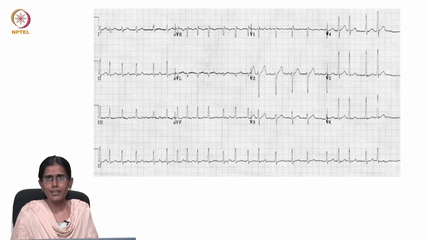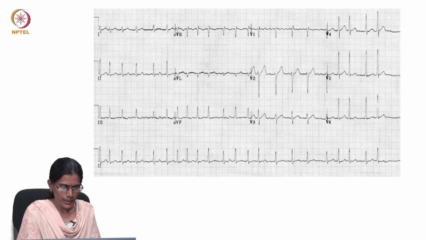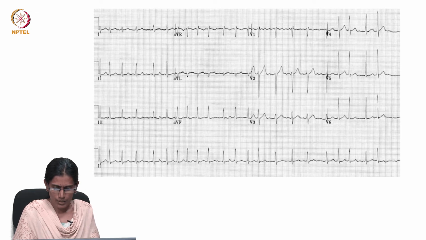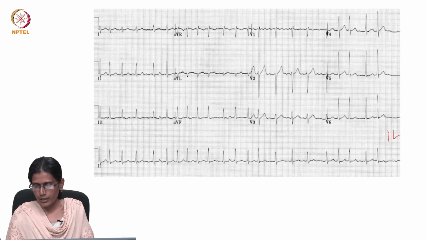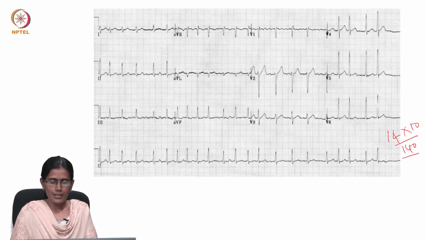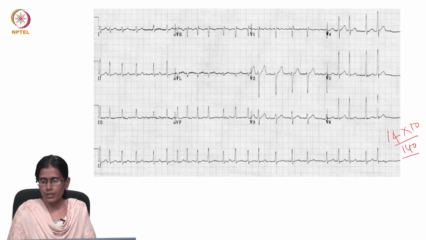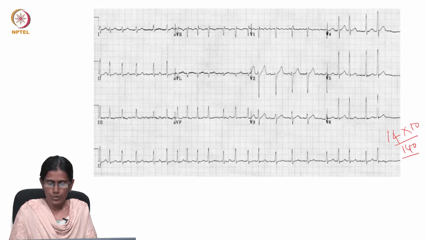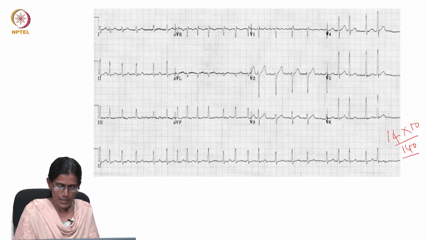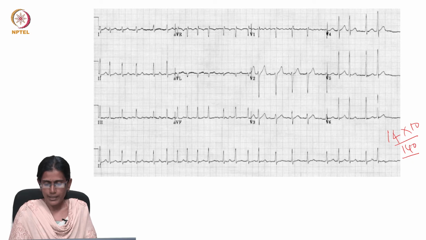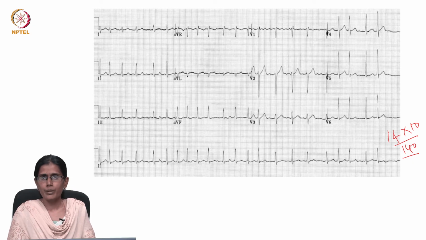This has been discussed already. So, how many QRS complexes are there? Approximately 14, and multiply it by 10. So, the rate is 140. So, this is tachyarrhythmia. So, first find out what is the rate, then whether the rhythm is normal or abnormal. If there is tachyarrhythmia, we are going to approach in a stepwise manner. So, you are going to see whether this is a narrow complex tachyarrhythmia or a broad complex tachyarrhythmia.